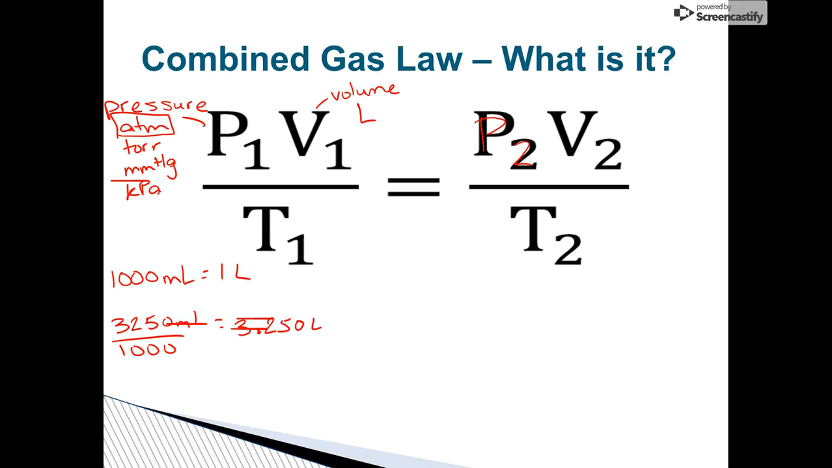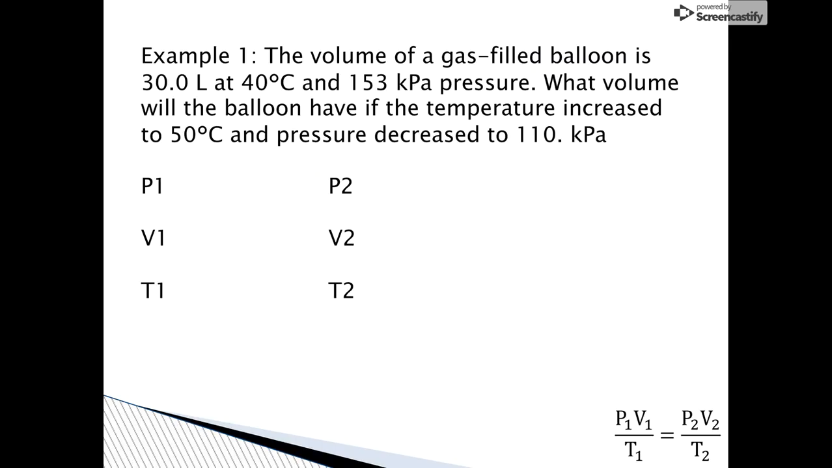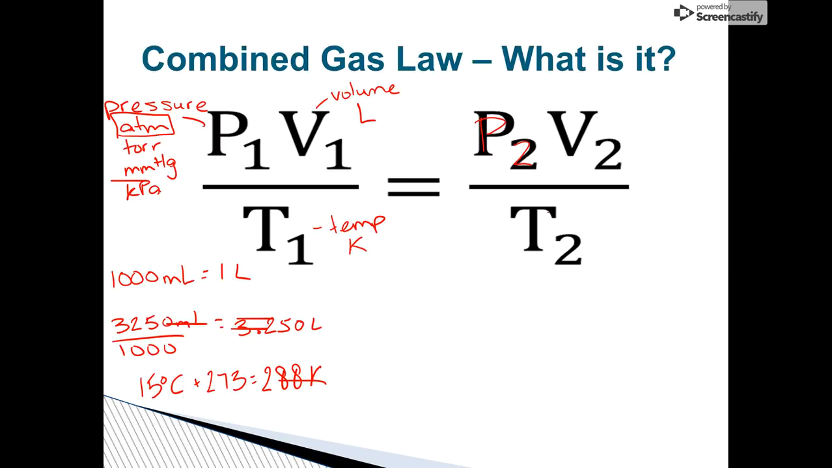Let's say that you have the T. This is going to be your temperature. Temperature is measured in something called Kelvin. But let's say that your temperature is given to you in Celsius, like 15 degrees Celsius. Well, you just add 273, and that's how you're going to get 288 Kelvin, right? So the P, V, and the T on the right-hand side of the equation is still pressure, volume, temperature. What's different, though, are the numbers 1 and the numbers 2.